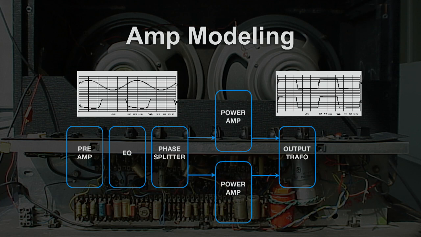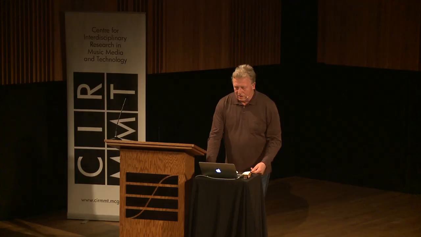And as you see there, after the output transformer, it looks pretty much like a square wave, with, of course, some details which make the difference between different amps. And then finally, that kind of signal goes to a speaker cabinet and is then transferred via sound propagation through air.